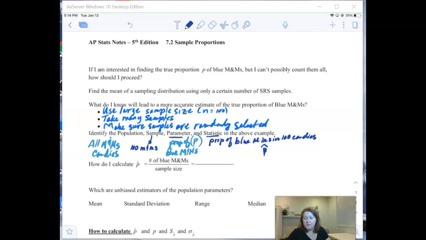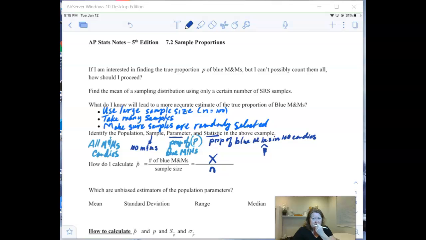Okay, so I usually start with what am I sampling, what am I taking? So how do I calculate a p hat? We're just going to take the number of M&Ms over the sample size. We're going to call that big X, the number of M&Ms, just like we would have done for a random variable, over the sample size called little n.